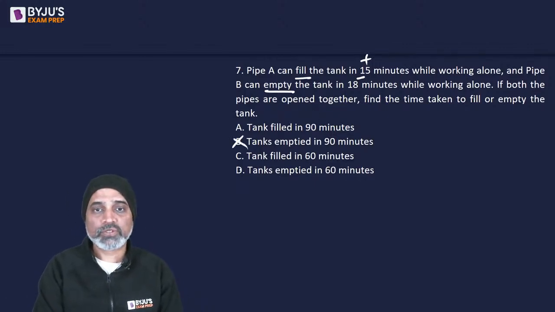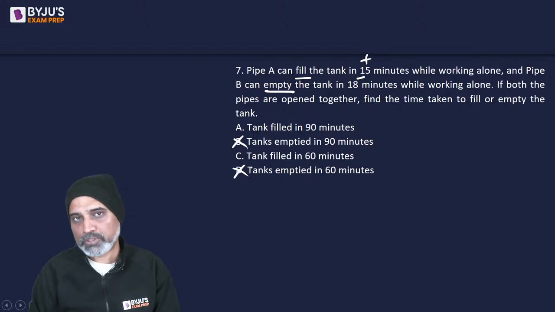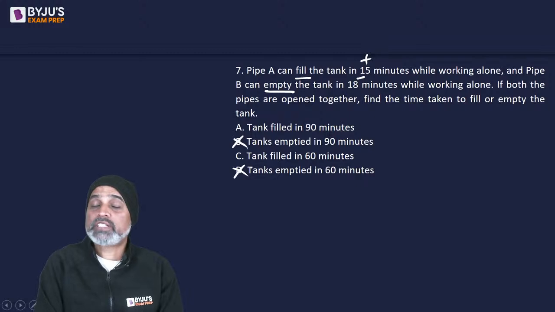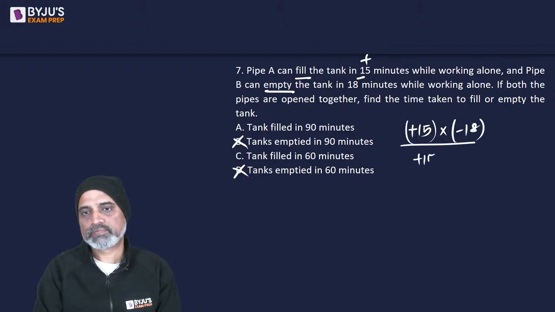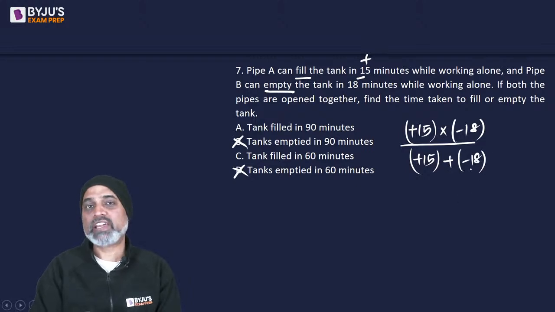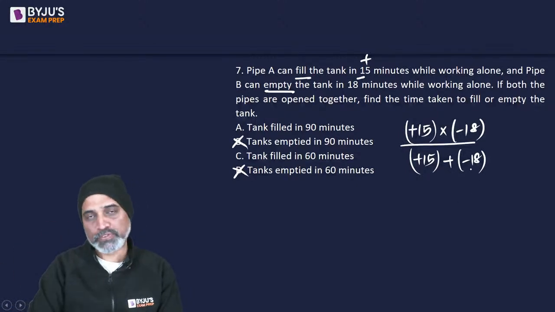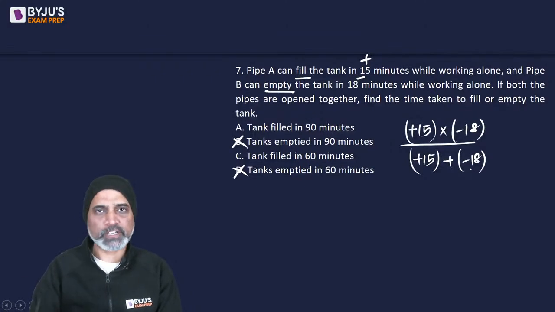So using that logic, definitely B and D cannot be your answer because they say emptied. But how much time will they take to fill? You have to do this calculation of A into B upon A plus B. If my final answer is positive, it will be a filling time. If it is negative, it means it will get emptied and it will be an emptying time.